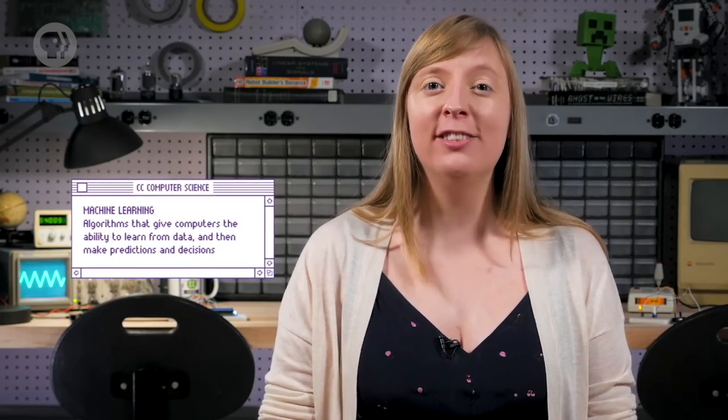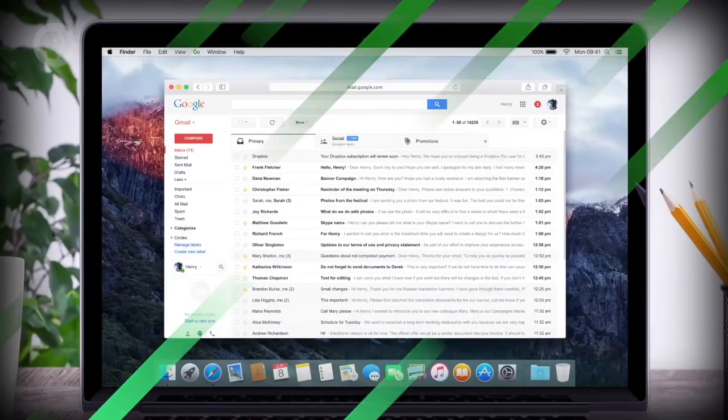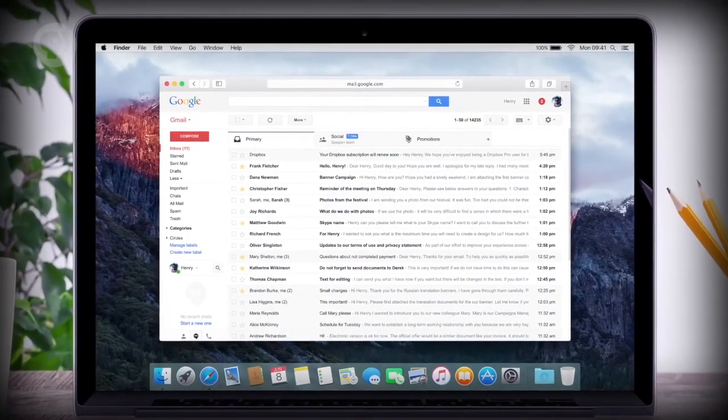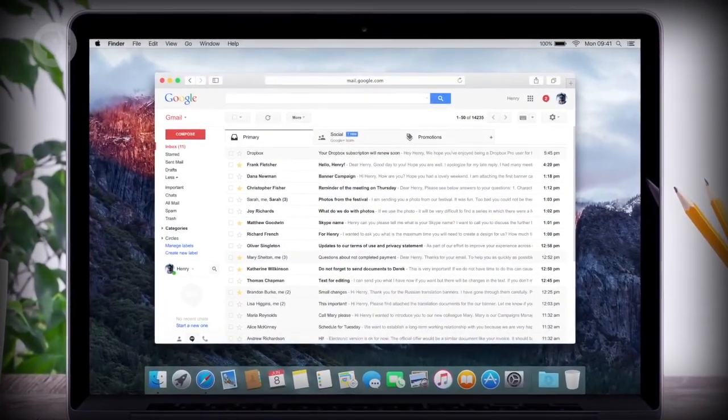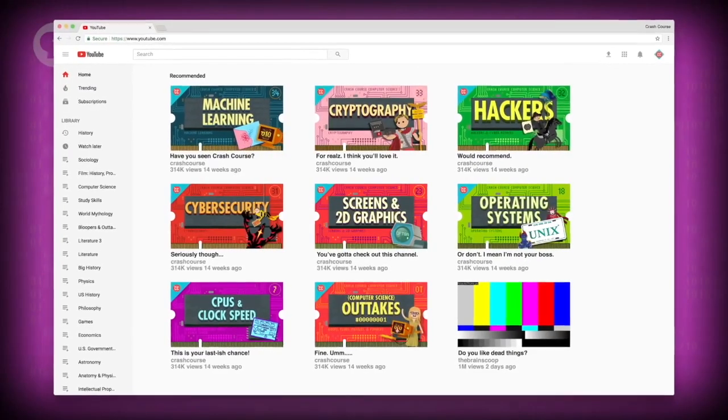But what if we want to use computers not just to fetch and display data, but to actually make decisions about data? This is the essence of machine learning, algorithms that give computers the ability to learn from data and then make predictions and decisions. Computer programs with this ability are extremely useful in answering questions like, is this email spam? Does a person's heart have arrhythmia? Or what video should YouTube recommend after this one?